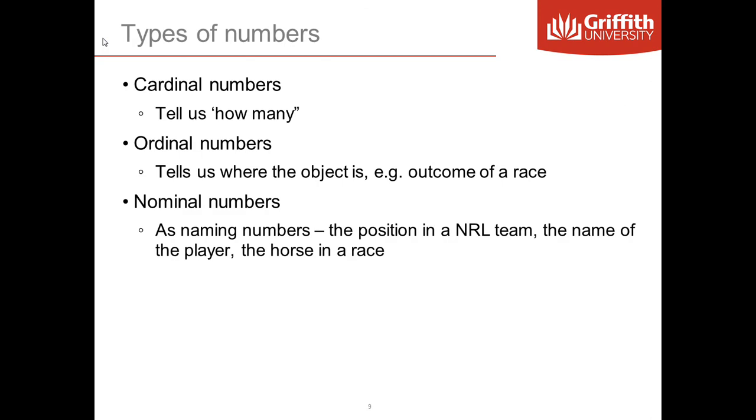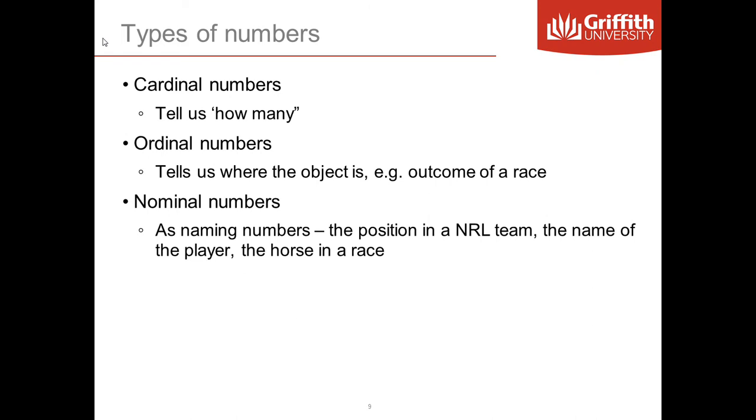Now there are different types of numbers that you also need to be aware of, and this is important because some numbers we can do operations on and others we can't. So cardinal numbers are the ones that we work predominantly with in mathematics. These are the numbers that tell us how many. So if we've got a collection of 2, we know that there are 2 apples, 2 oranges, 2 bananas, 2 cars in that collection, and we've got another collection of 3. Now we can operate on those numbers. We can add them together, so we've got a total of 5 cars.